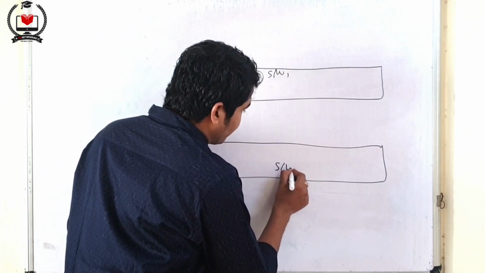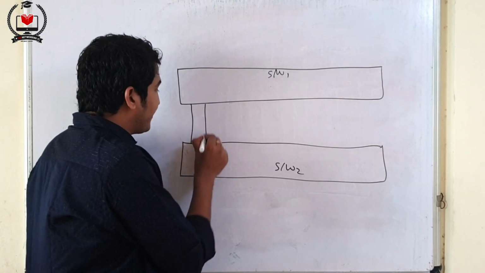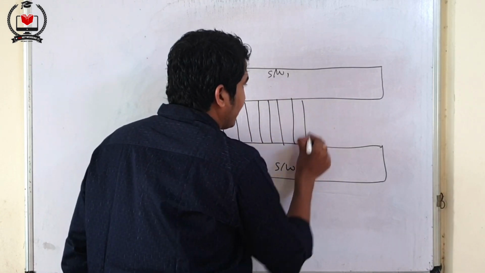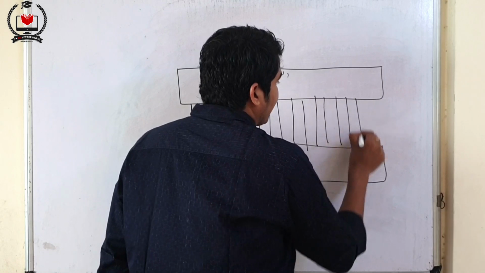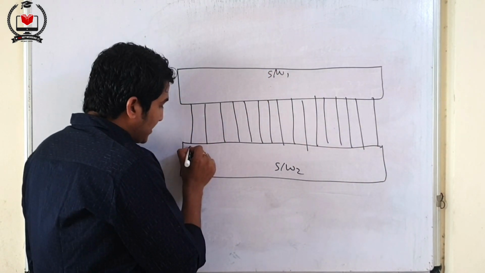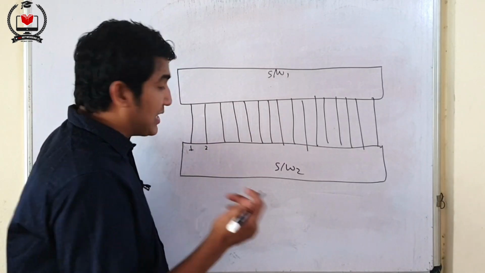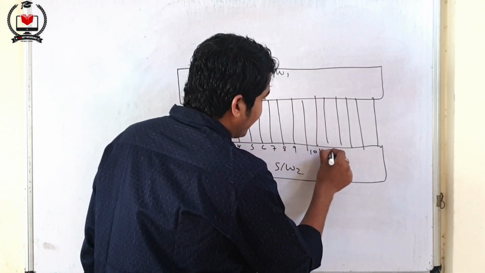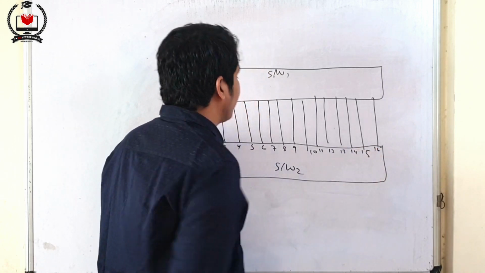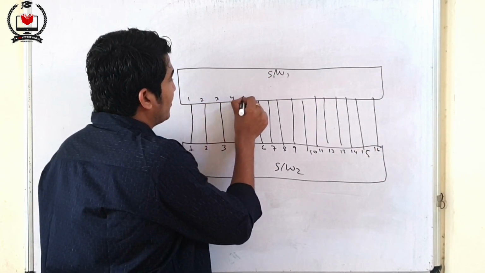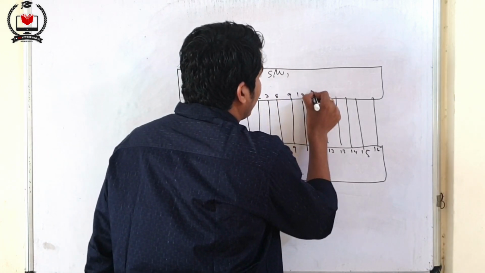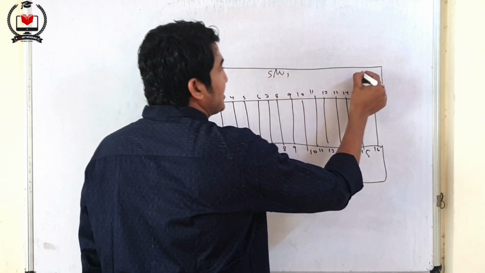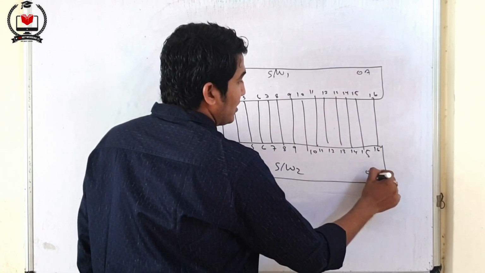Okay, now this is my switch 2. Let me connect some cables between the switches, 2, 3, 4, 5, 6, 7, 8, 9, 10, 11, 12, 13, 14, 15 and 16. Got it? Port numbers are 0/1, 0/2, 3, 4, 5, 6, 7, 8, 9, 10, 11, 12, 13, 14, 15, 16. This side is also 1 through 16. Got it? Suppose the MAC address of this switch is 0A and the MAC address of this switch is 0B.